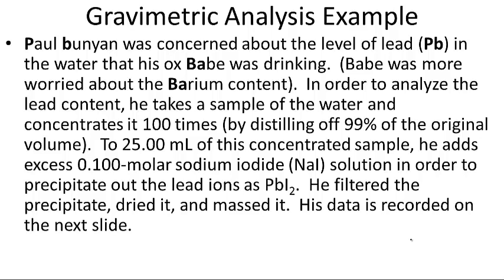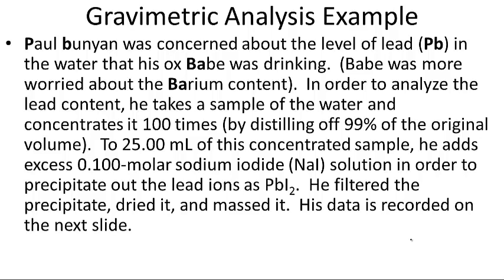Okay, Paul Bunyan, Pb, was concerned about the level of lead, Pb, in the water that his ox Babe was drinking. Babe was more worried about the barium content. All right. In order to analyze the lead content, he takes a sample of the water and concentrates it 100 times by distilling off 99% of the original volume. A lot of times to do a gravimetric analysis, if you have really dilute solutions, if you want to get a measurable amount of precipitate, you need to make it more concentrated. So you can actually distill off some of the water.